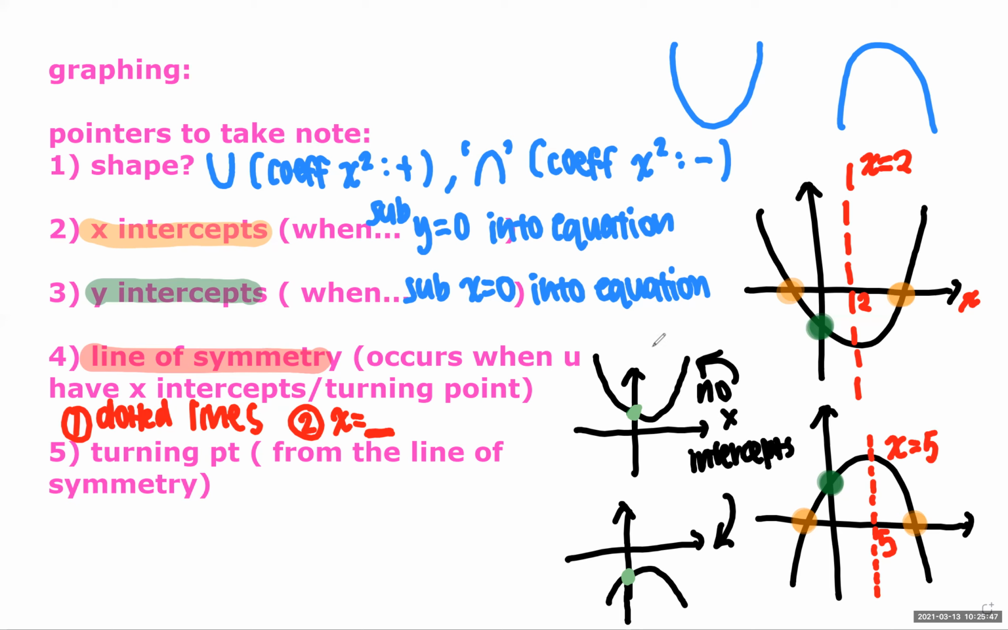So let's say we have this one here now. Can you see that at this particular point, this is my line of symmetry, right? Line of symmetry means where the graph is symmetrical. So let's say this particular point is 1. What do you think this line of symmetry is?